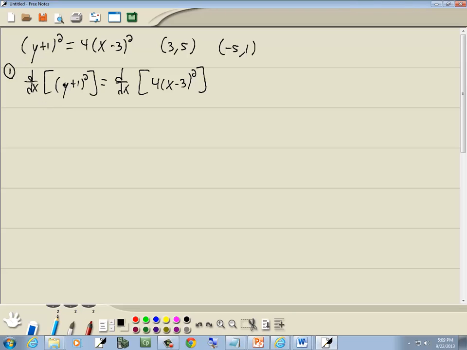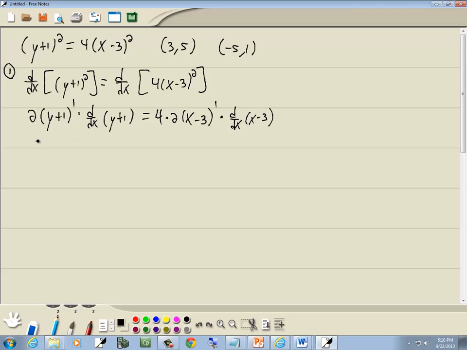These are both the chain rule, the general power rule specifically. We've got parentheses to a power. So you take your power, put it out in front. What's inside the parentheses remains as is. Lower your power by 1, and then you multiply it times the derivative of what's inside the parentheses with respect to x. Same thing over here. The 4 stays out in front. Take your power, put it out in front. What's inside the parentheses remains as is. Lower your power by 1, and then multiply it times the derivative of what's inside the parentheses with respect to x.